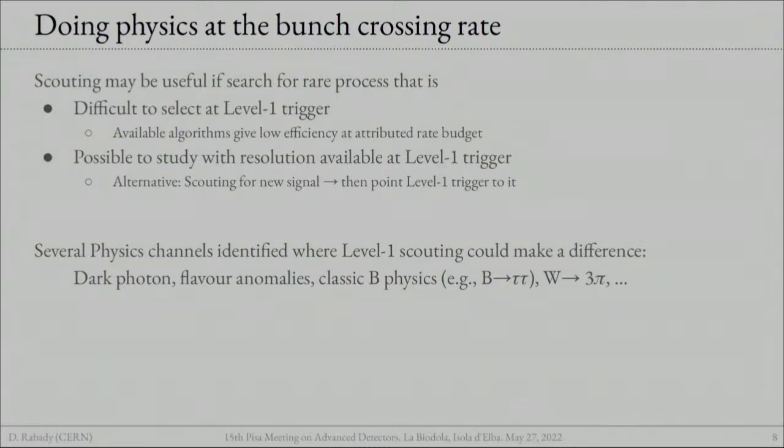We think we can scout for a potential new signal if it is hard or impossible to analyze at level 1. And if we see something interesting, then we can reconfigure the trigger and point its full might at it and analyze this event offline. So some channels that could be useful have been identified, and I've put a subset of these here. This goes from dark photons to classic B physics, but also is maybe a bit more exciting right now. W to 3 pi would be a good candidate because essentially it's impossible to trigger on.